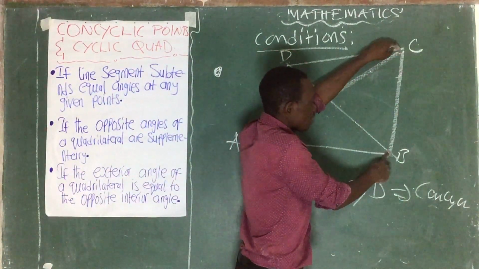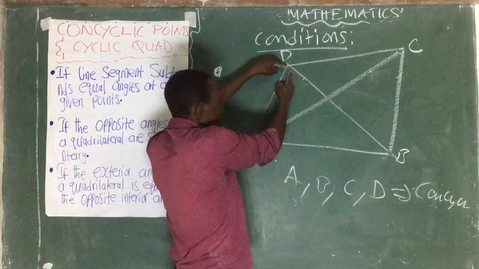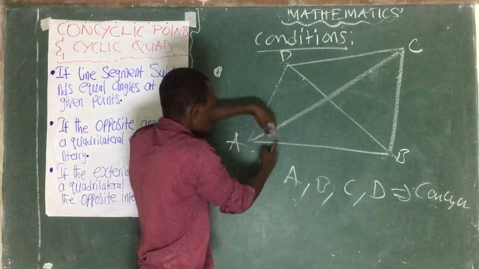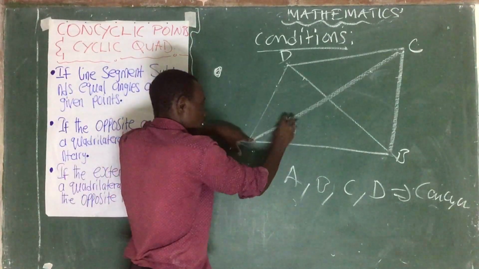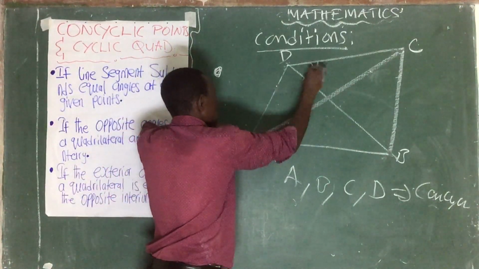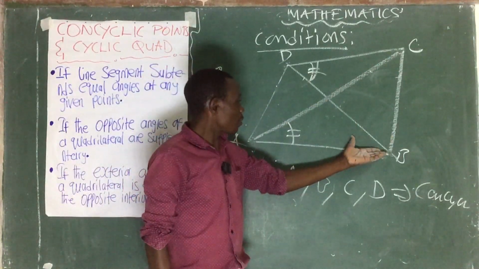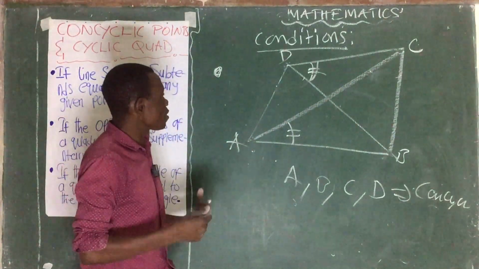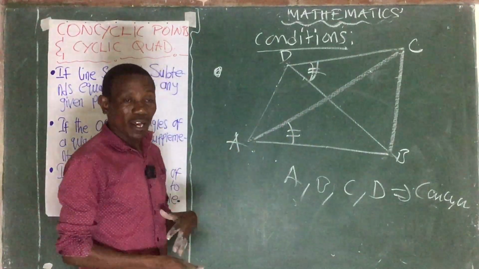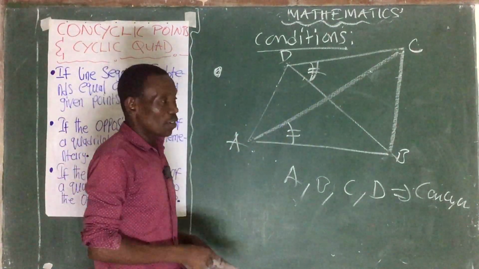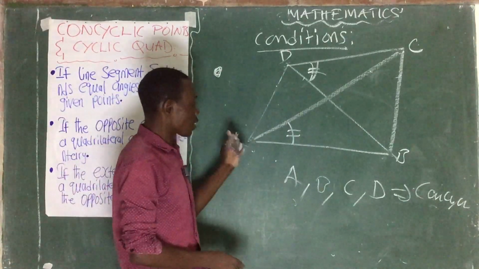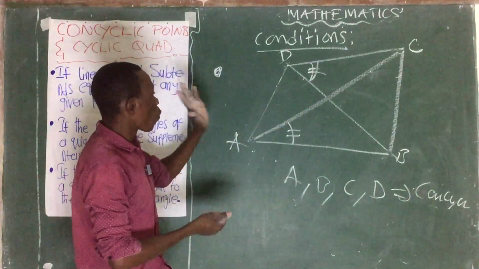Not chord, but now line CD, subtending angle at D. The same CD is subtending angle at A. If you realize that this angle here is equal to that angle, then this must be what? A cyclic quadrilateral. That's what we're talking about. So the angles sometimes cannot be equal, or they can be equal. But now they're found to be equal, then that is a cyclic quadrilateral. That is condition number 1.